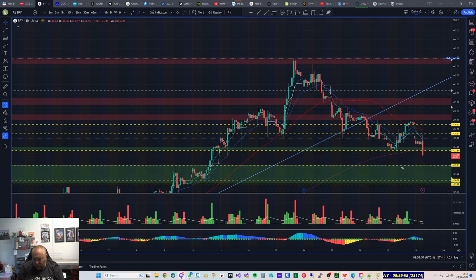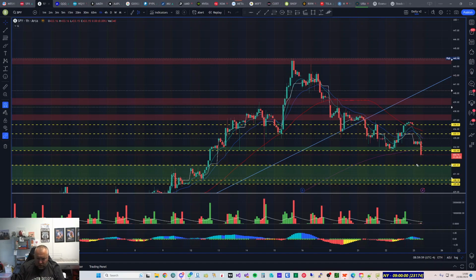So my levels are going to be 432 for a scalp. 430 will be a full size SPY position. I'll buy options for that, calls. So again, a full position will be 430, maybe one contract. 429.88, which is the bottom of the zone, will be a second contract, and then I'll be looking for adds on the way back up.